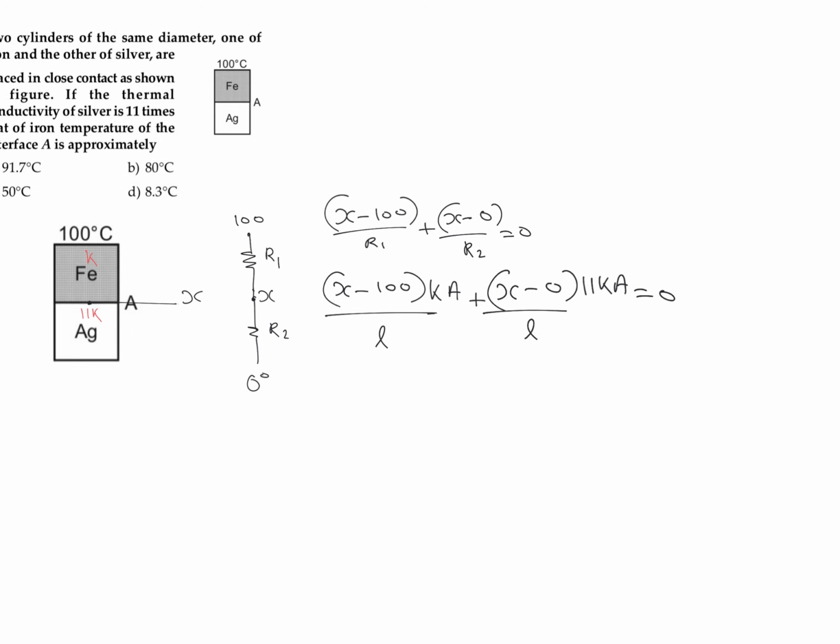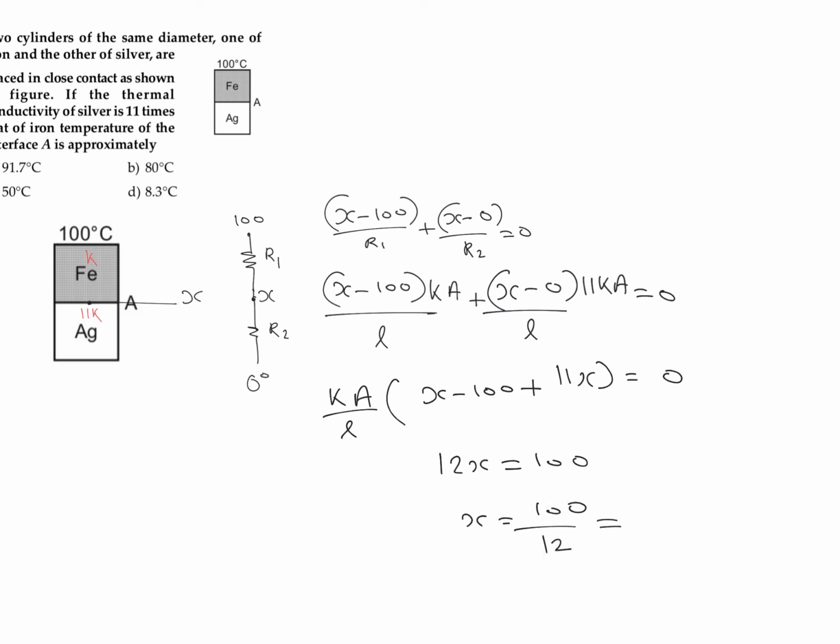Now in this question they have given two identical cylinders, that's why we are taking the dimensions to be the same. If we take KA by L as common, the remaining expression is (X minus 100) plus 11X is equal to 0. So 12X is equal to 100, or the value of X is 100 divided by 12, which is equal to 8.33.